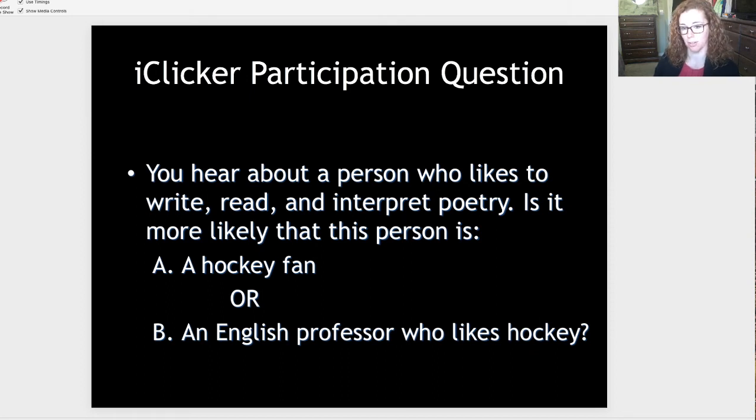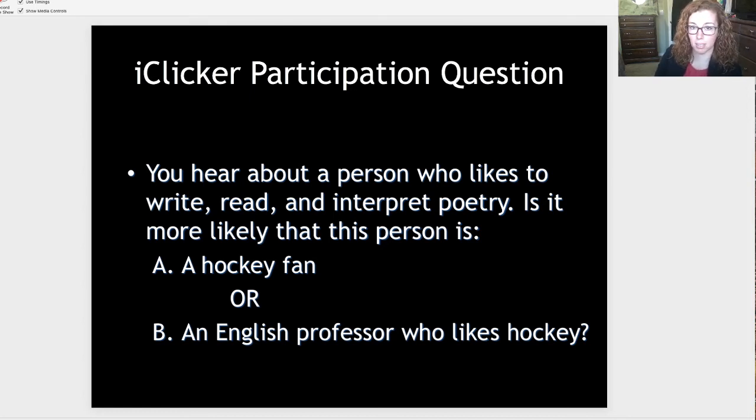The representative heuristic says, okay, a person who likes to write, read, and interpret poetry is probably an English professor, but there are many more hockey fans than English professors who like hockey. So there are more hockey fans who like poetry than English professors who like hockey. There are very few English professors in the United States compared to how many hockey fans there are.